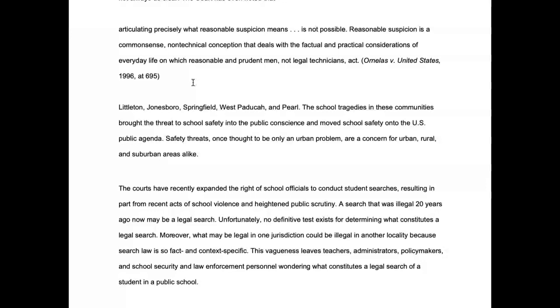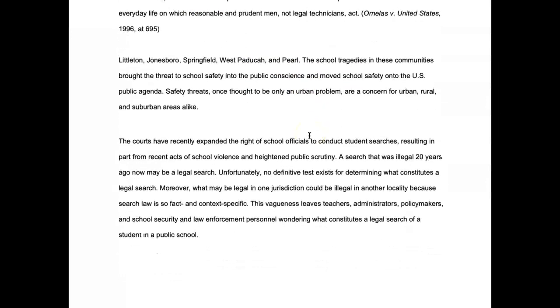Now, these cases are old. This Littleton, Jonesboro, Springfield, West Paducah, and Pearl, those were school tragedies. Those were minor compared to what's happened recently with Stoneman Douglas and others. But school tragedies have really pushed the pendulum on searches way to the favor of the principal. So the right of school officials to conduct searches has really swung over because of that. And so what was illegal 20 years ago is probably very legal now. You still need to make sure, though, you follow the 2 tests of TLO.